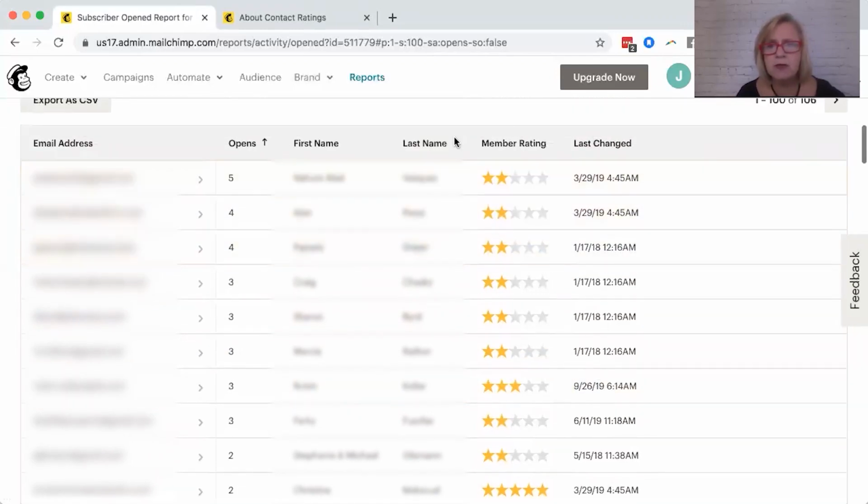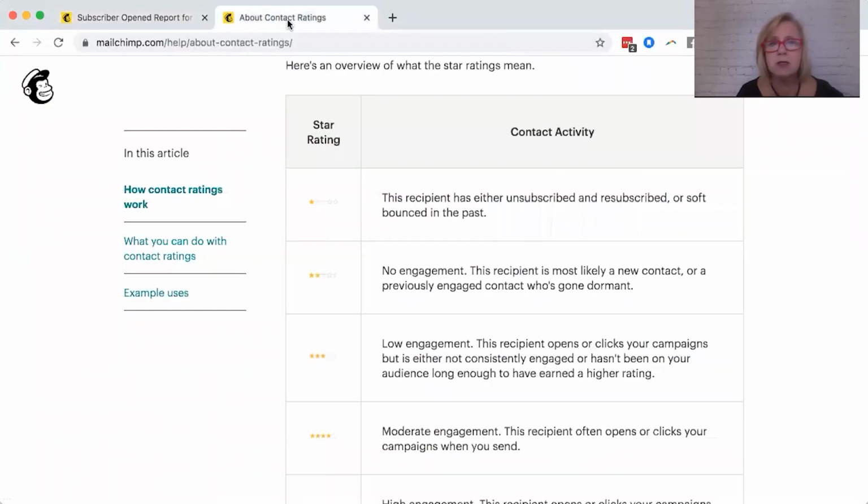Now, there's something over here called a member rating. I think this is really interesting. And I'm going to put a link to this article in the bottom as well. This tells you a little bit about how they rate people. And so when people start out on your list, they have anywhere from 0 to 2 stars.